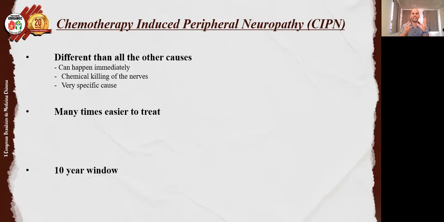Now, also you have a 10-year window. What do I mean by a 10-year window? You have 10 years after chemotherapy in which the nerves can still degenerate, and slowly this peripheral neuropathy that they're suffering from will lessen and lessen, and their quality of life will improve. After 10 years, it's very, very difficult to treat.